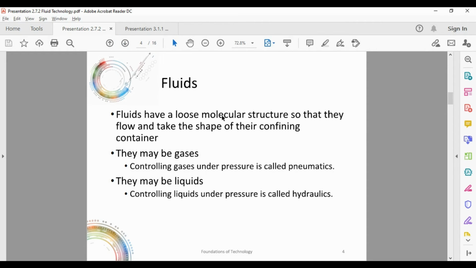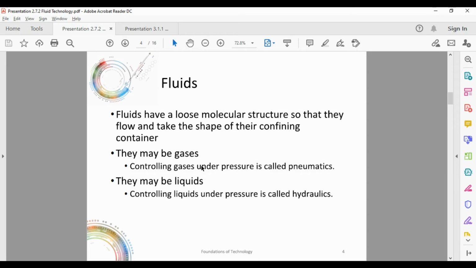So fluids have a loose molecular structure so that they flow and take the shape of their confining container. They can be gases. Now this is kind of a weird one to think about. There's a course at NC State called Fluid Mechanics if you're, say, a mechanical engineer, but if you're an aerospace engineer, the exact same course takes on the name aerodynamics, because whether you're talking about water or air, most commonly you can put a little bit of smoke into air and move your hand through air, move your hand through water, and what you'll see is that they move in virtually the exact same way. So when we talk about fluids in engineering, you may be referring to gases, you may be referring to liquids.